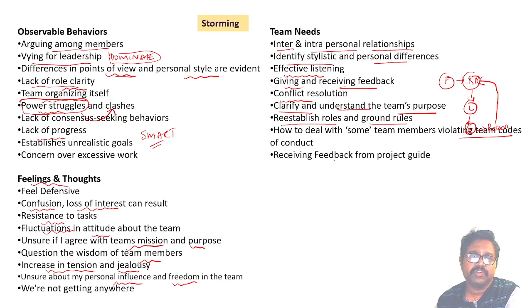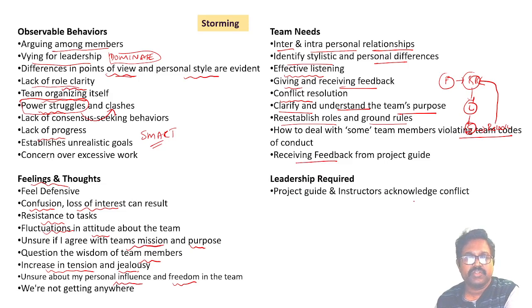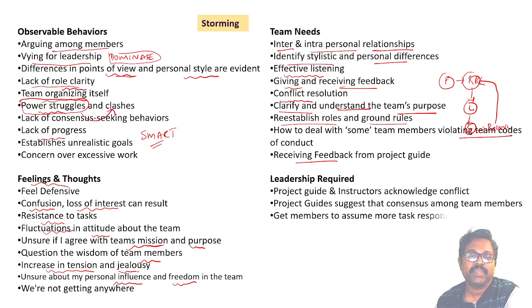And the team members should also be open-minded, and they need to receive the feedback from the leader or a project guide. So what are the responsibilities of leadership here? The project guide or instructor should acknowledge the conflict, and suggest consensus among the team members. They need to try to resolve the conflicts, and they need to know each member's responsibilities, what the task responsibilities are as an individual as well as what the group responsibilities are.